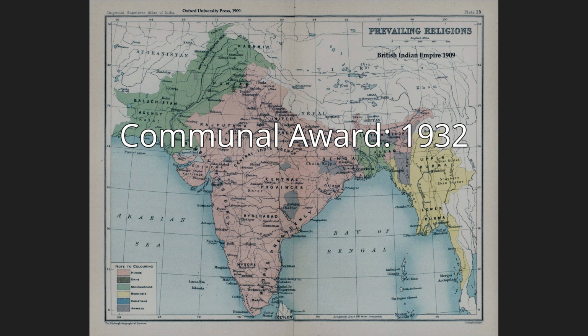Untouchables, now known as the Dalits, obtained a separate electorate. That outraged Gandhi because he firmly believed they had to be treated as Hindus. He and Congress rejected the proposal, but it went into effect anyway.